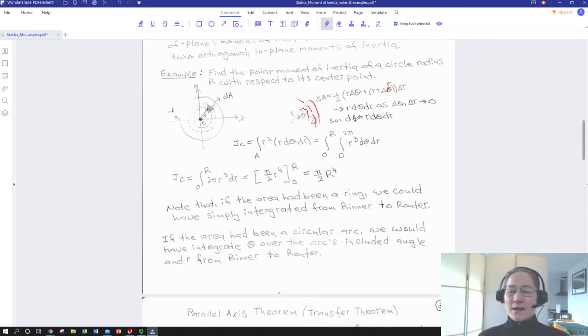So our differential area unit is r d theta dr, and we can pop that in right here for area, and then we've got our distance of that from our axis of rotation at the middle, which is just r squared. So we end up integrating r cubed dr d theta.